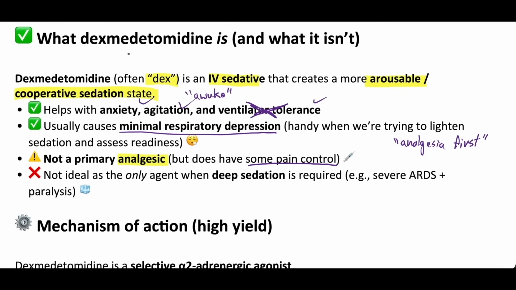If you are targeting deep sedation, goodness forbid someone is so sick and they're being paralyzed for whatever reason, and you need to put them in deep sedation to then give them neuromuscular blockade, dexmedetomidine is not ideal as the only agent. It doesn't often reach deep enough sedation levels to be the only agent. So you most likely will need an additional or alternate agent. But for those you're targeting light sedation, right, those you're trying to get more awake or get off the ventilator, dexmedetomidine is a really nice drug.